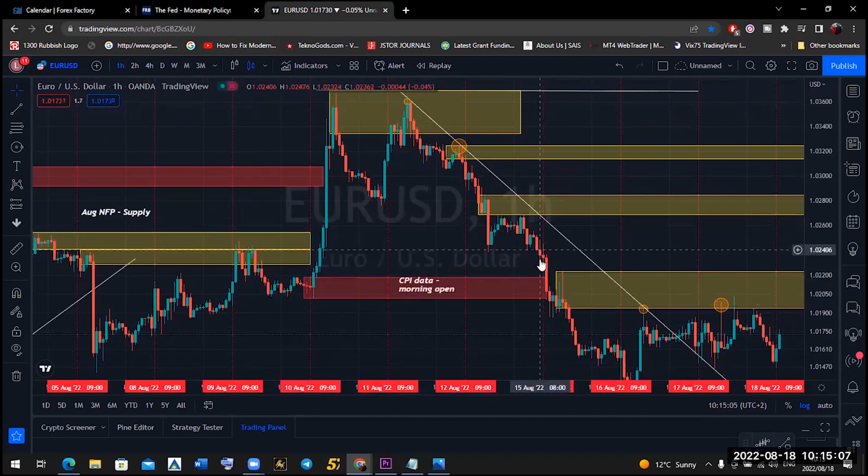Literally, the market opened at 9 a.m., the London session, and literally at 9 a.m., just about three days ago to be exact, on the Monday or Tuesday, pretty sure it was on Monday.